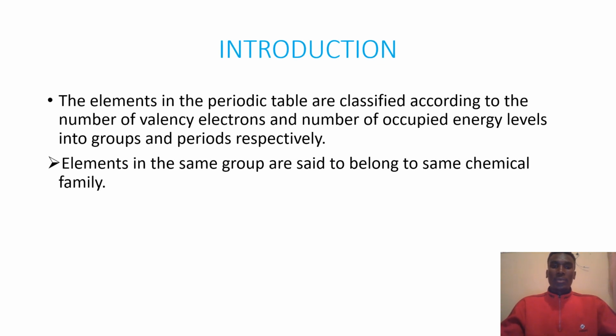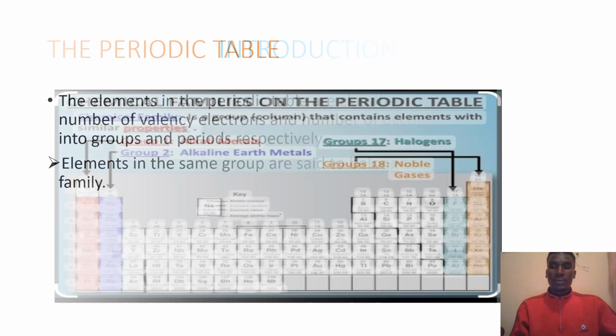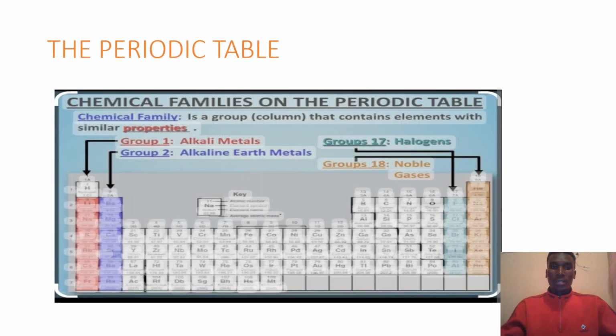Introduction of the topic. The elements in the periodic table, as I said previously, are classified according to the number of valence electrons and the number of occupied energy levels into groups and periods respectively. Elements in the same group are said to belong to the same chemical family. The table below is a periodic table which shows the chemical families. A group or a column contains elements with similar properties.